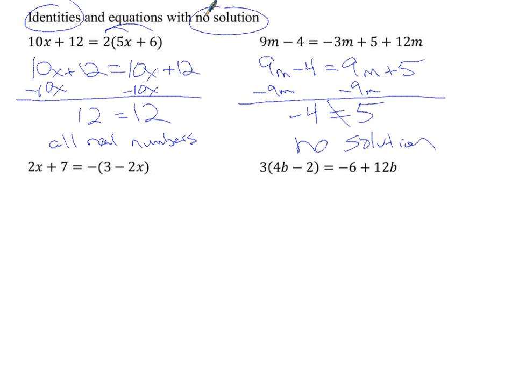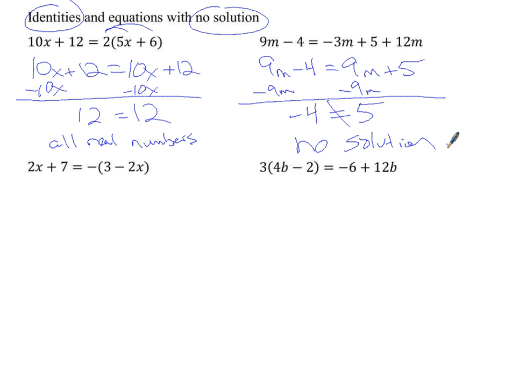That's this case right here. We have identities now, and we have equations with no solution. So it's possible to wind up with a true statement always and have the answer be all real numbers. It's possible to wind up with a false statement always and wind up with no solution. Okay? So take a look at the third problem.